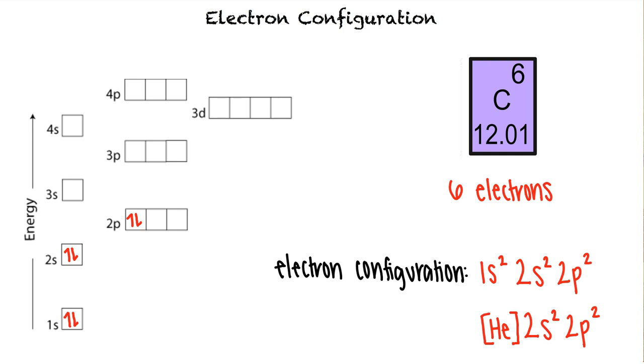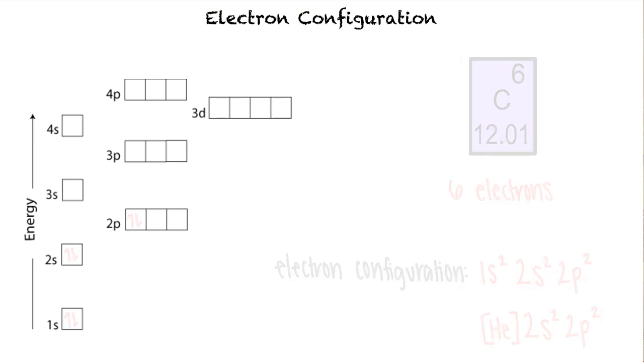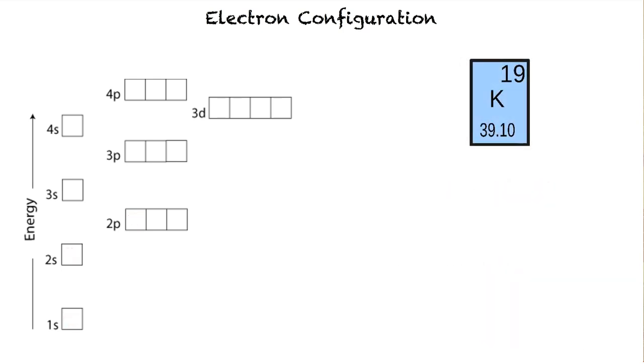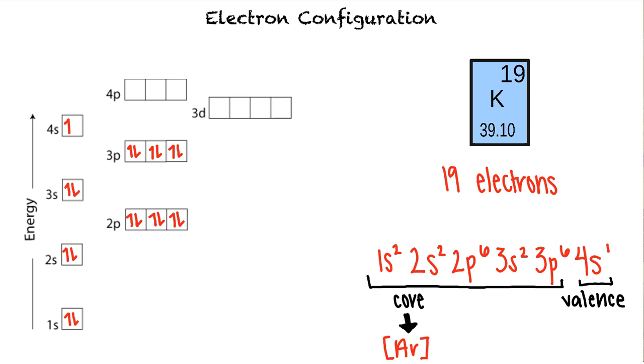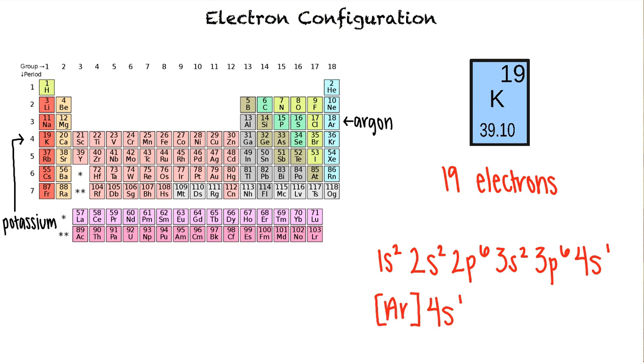Good idea. Let's take a look at potassium. Neutral potassium has 19 electrons, so we need to fill our energy diagram with 19 arrows. This fills the 1s, 2s, 2p, 3s, 3p, and half of the 4s orbital. Potassium has 1 valence electron, and the core electrons can be represented by the chemical symbol for argon, which is the preceding noble gas on the periodic table. This notation using the noble gas conveniently shortens the electron configuration for potassium.